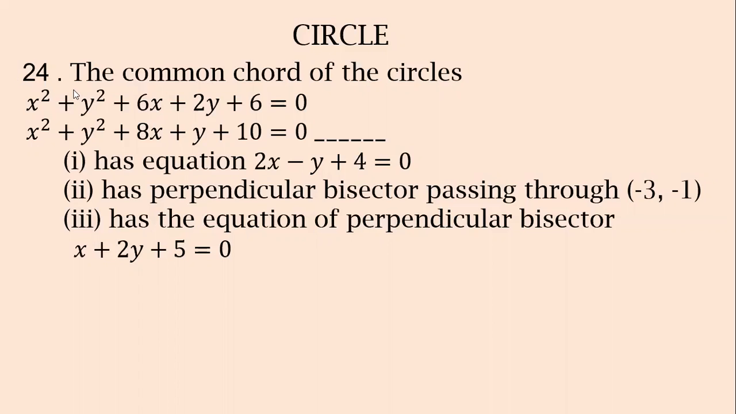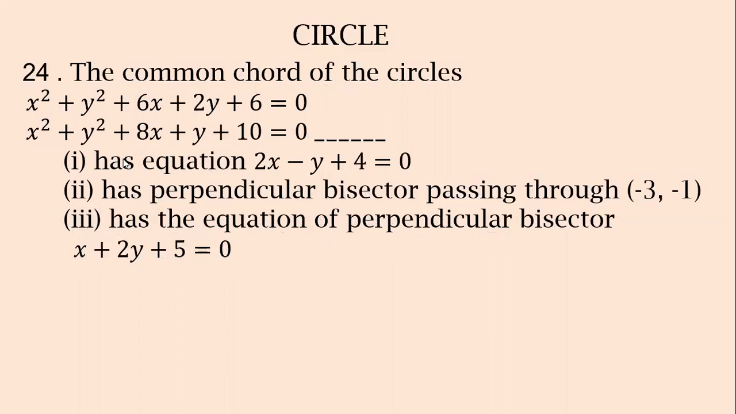Next question. The common chord of the circles, this one and this one, has the equation. This common chord has a perpendicular bisector passing through (minus 3, minus 1). The common chord of the circles has the perpendicular bisector with equation x plus 2y plus 5 is equal to 0. We have to verify these three answers.